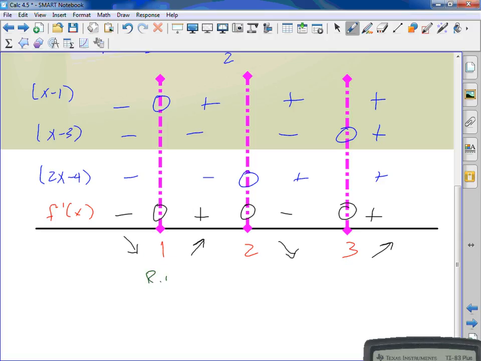What is 1? A relative min. What's 2? A relative max. And 3? A relative min. Do you understand the difference now? When we get into the second derivative test, that will tell us something else. We'll get into that next week.